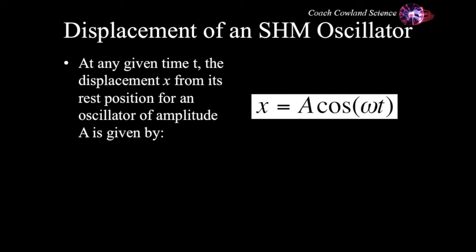For the displacement of an SHM oscillator, if I want to find out how far the object is from its rest position at any time t, the displacement x is equal to A, the amplitude, times the cosine of omega t.